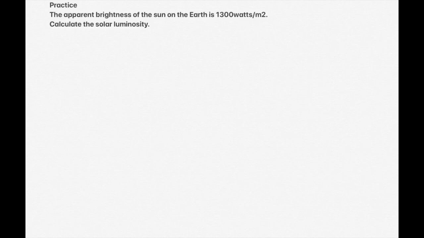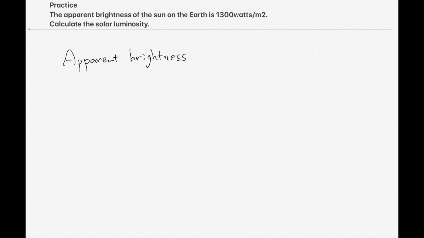Okay, so in this practice, I'd like to introduce the two terms, apparent brightness and luminosity. At first, I'd like to introduce the new term of the apparent brightness. Apparent brightness. We obtain all the information of objects in the sky from light we receive.